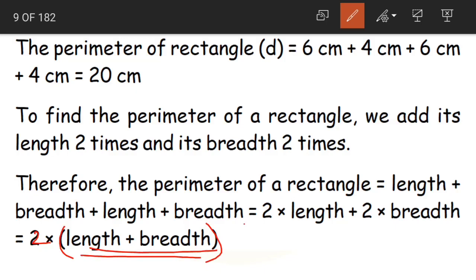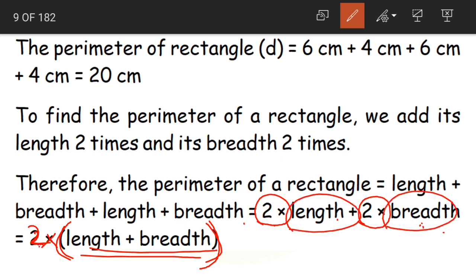Understanding children? If we take out the 2 common, 2 is there in both. 2 into length and again we have 2 into breadth. So if we take 2 common, what are we doing twice here? We are adding the length and breadth twice. So 2 into length plus breadth. We have to add the length and breadth together 2 times. So this will be our formula to find out the perimeter of a rectangle.